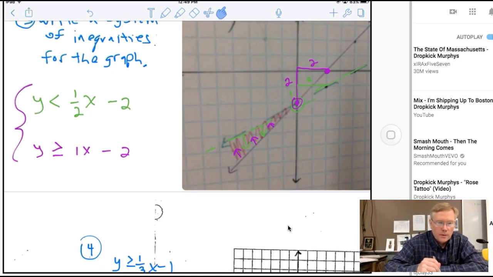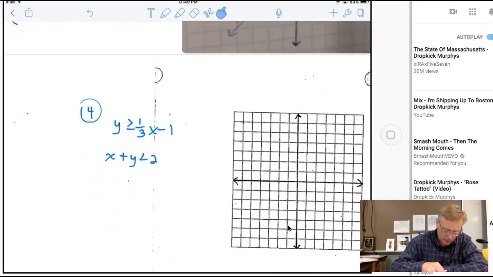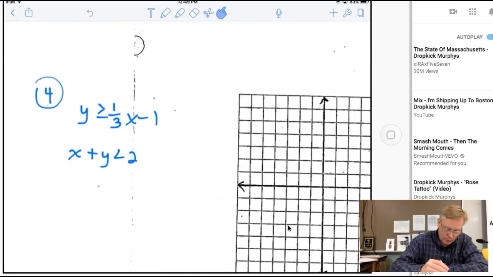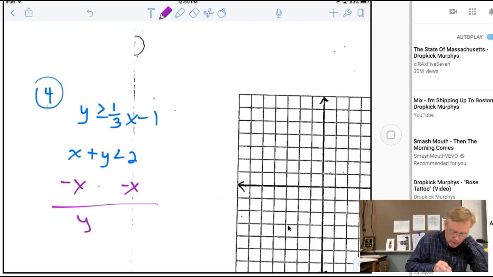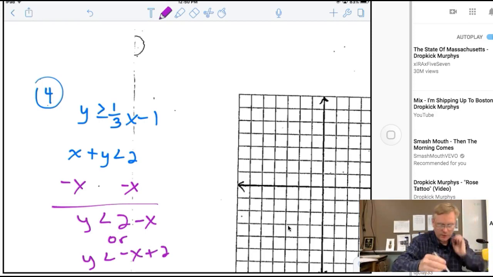Number 4, if I go down here, top one's nice and easy. The bottom one, however, doesn't have y alone once again. So I'd like to manipulate this equation to get y alone, right? And when I do that, I'm going to subtract x from both sides, and I get y is less than 2 minus x, or y is less than negative x plus 2. Those are the same things.